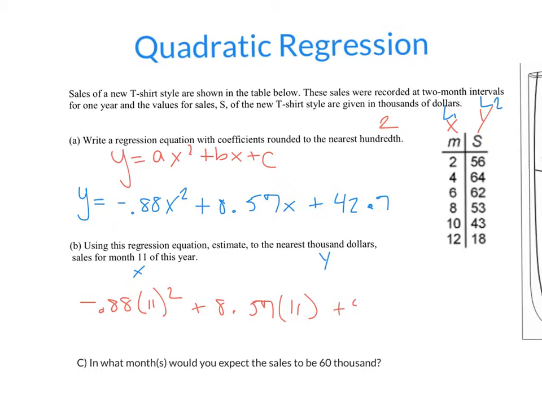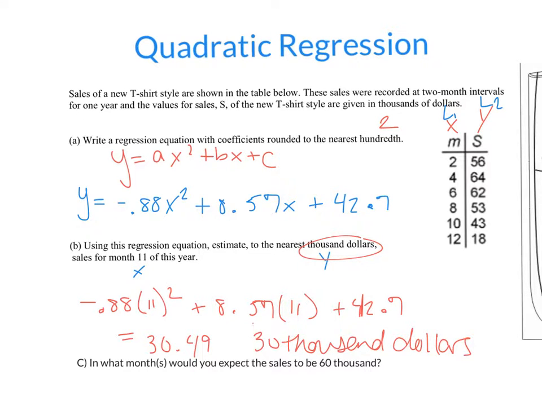Plus 42.7. You're going to type this into your regular calculator screen, like no graph, no nothing, just the regular calculator screen, and it'll end up getting you 30.81.49, and they want nearest $1,000, so it's going to be $30,000.